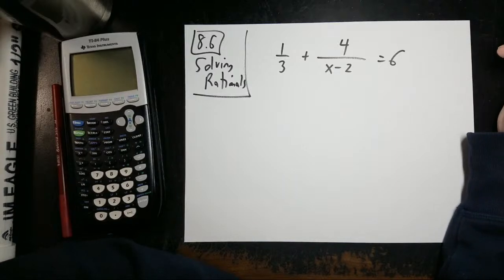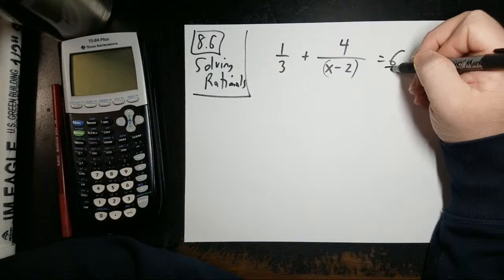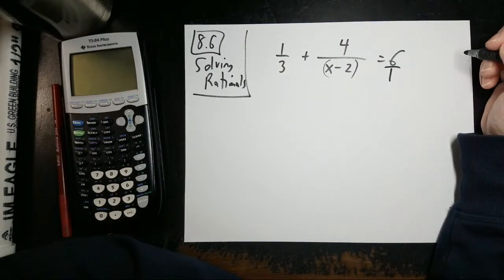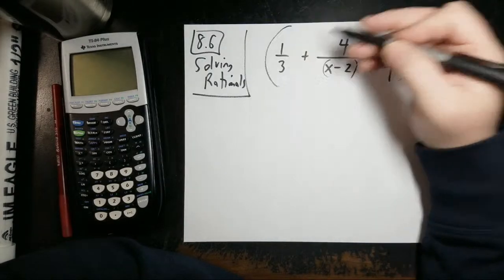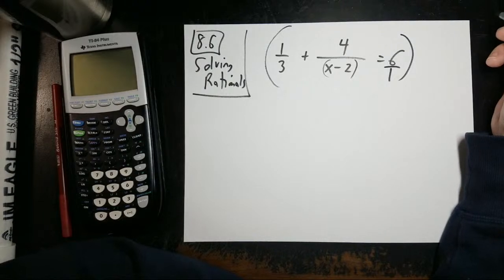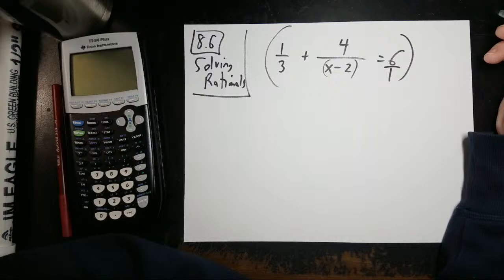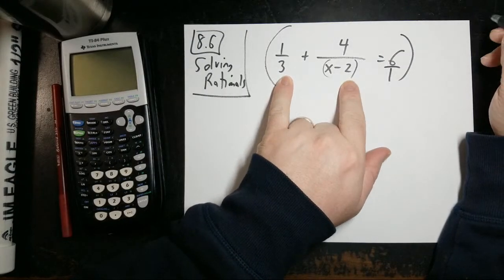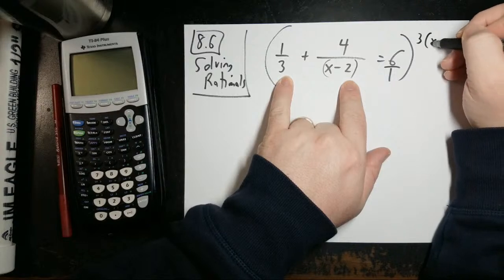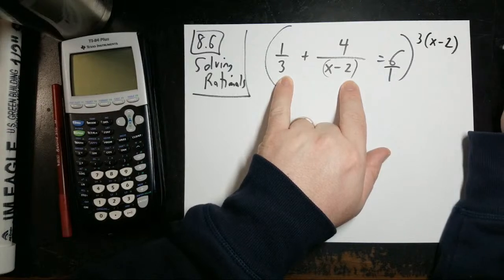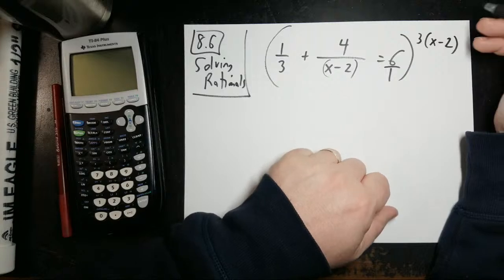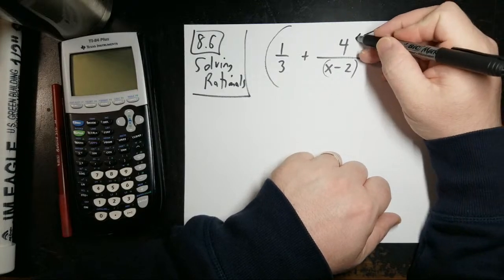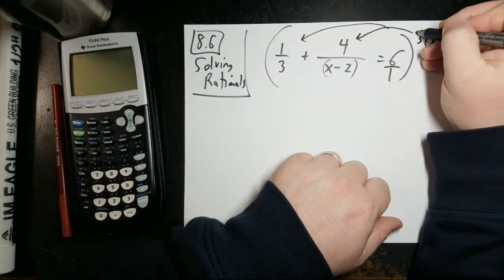First, see if you could factor anything. Nothing can be factored for this particular problem. That 6 is over 1. But I'm going to multiply through by a least common multiple of the denominators. The 1 doesn't matter. 3 and x minus 2 have nothing in common. I'm going to multiply both the left and right side of this problem by 3 times x minus 2.